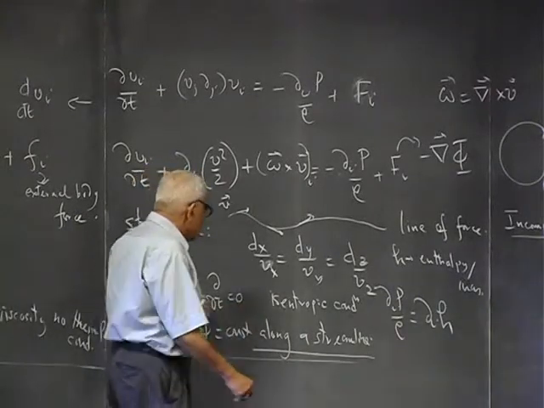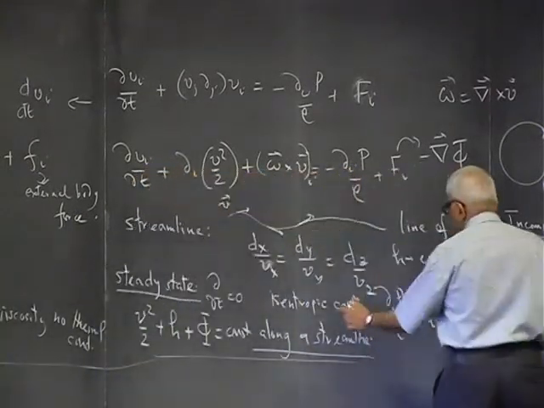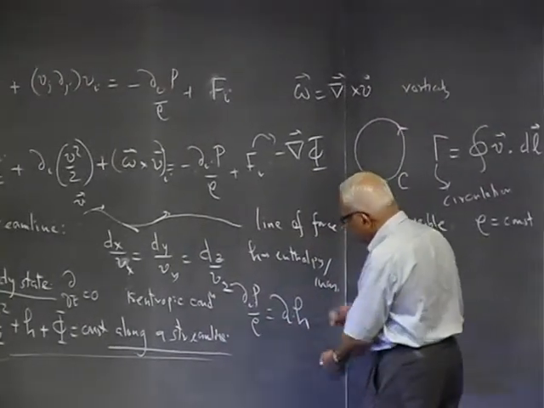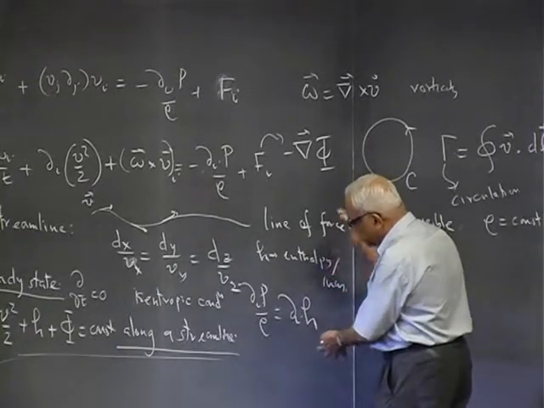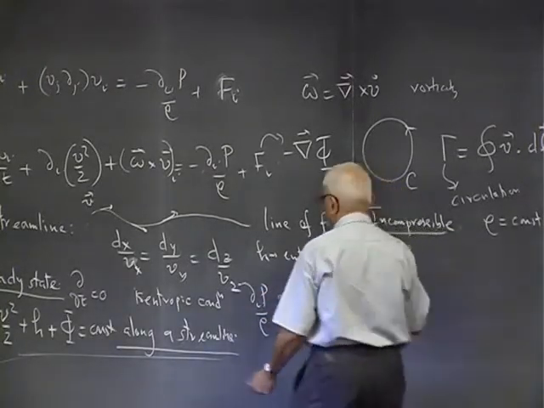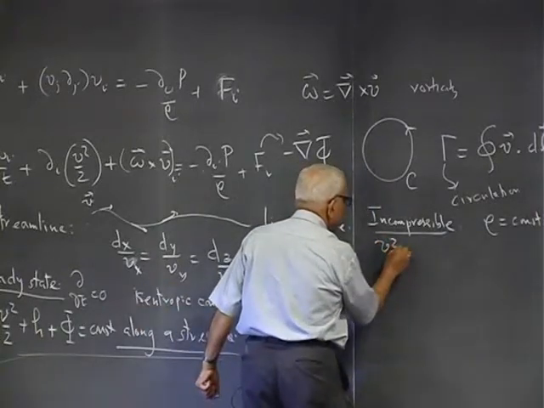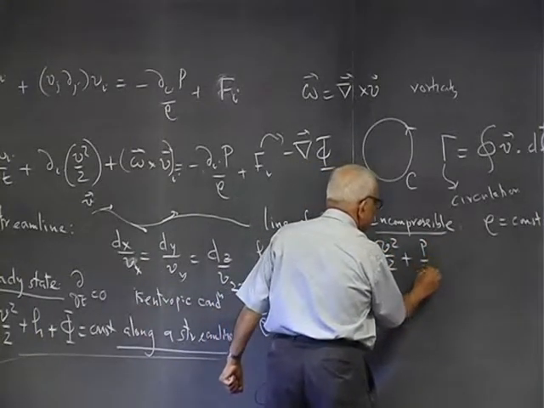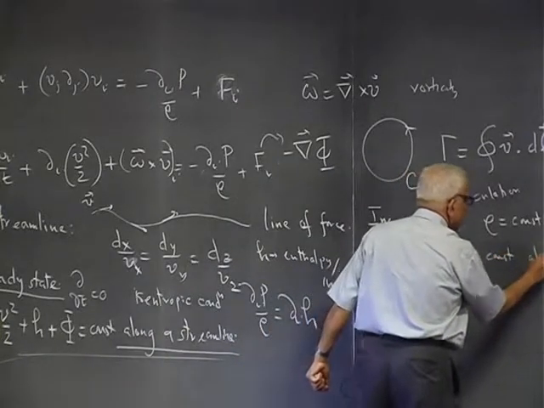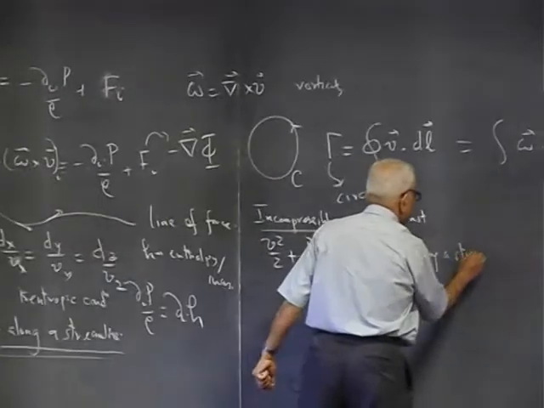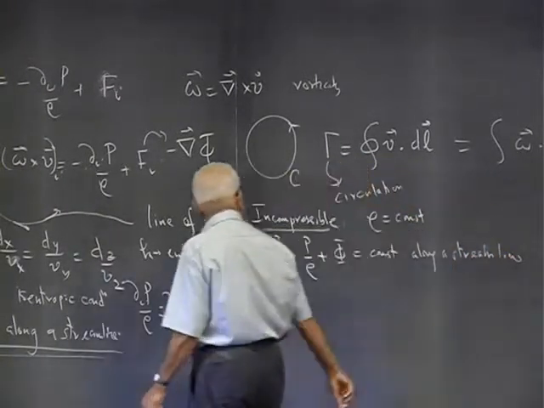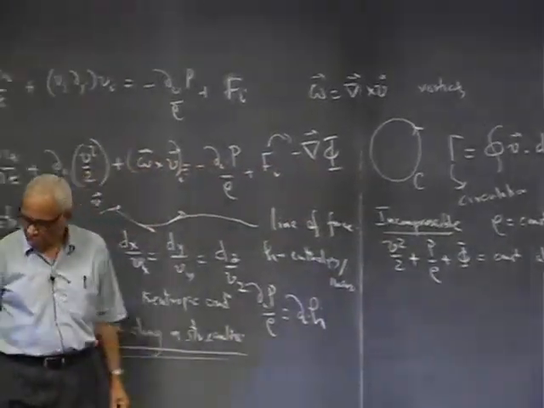And then this argument, for which I had to invoke the relation that this whole thing is del h, I can get rid of the isentropic condition. This has now become a gradient in its own right, and it is v square over 2 plus p over rho plus phi equal to constant along a streamline. So that's for the incompressible flow.